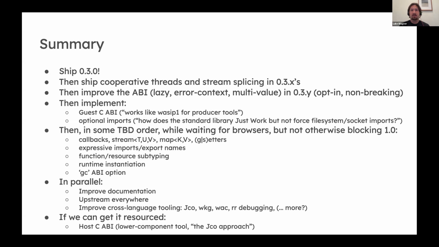And then in some TBD order, while waiting for browsers but also not blocking, if browsers are ready, like anything that's not ready can be a 1.x, is all those things I just talked about. And then in parallel to all that, we should be improving documentation, upstreaming 0.3 stuff everywhere based on our stability, and improving cross-language tooling, especially around Jco, Wasm package, Wac, and record and replay debugging, and hopefully more. And lastly, if we can get it resourced, then the host C ABI. So that's it for me. I'm happy to have some discussion.